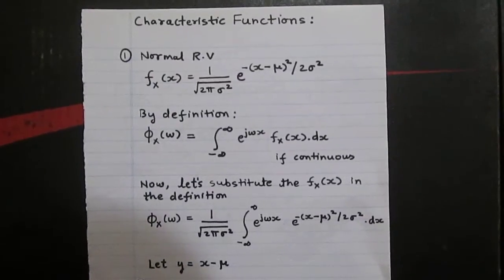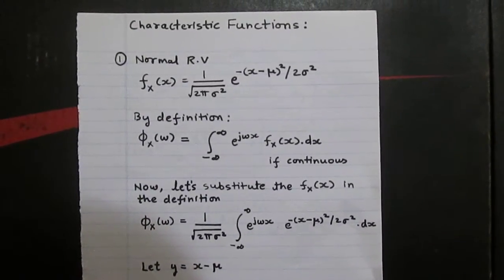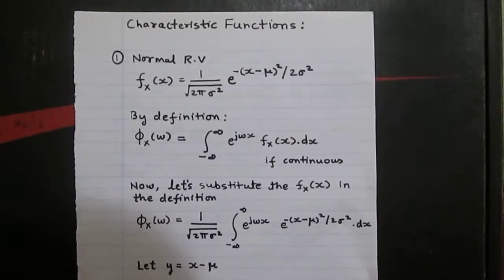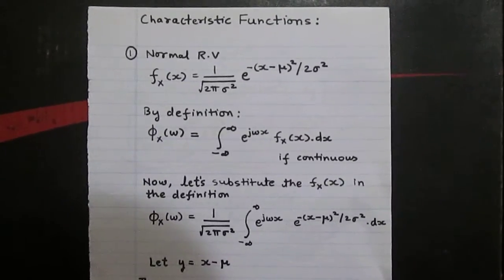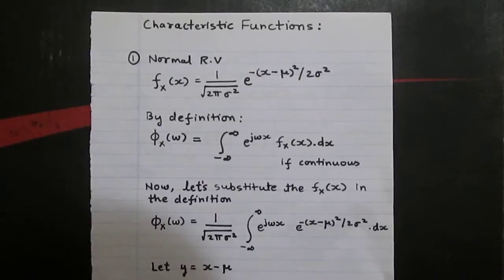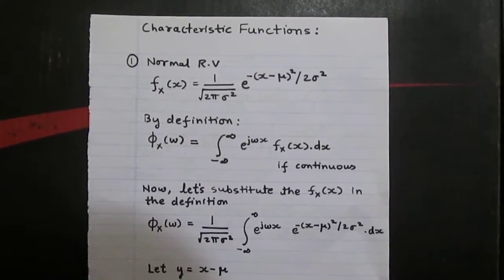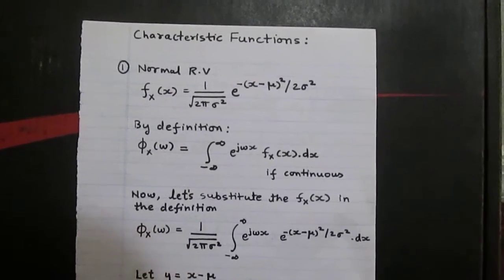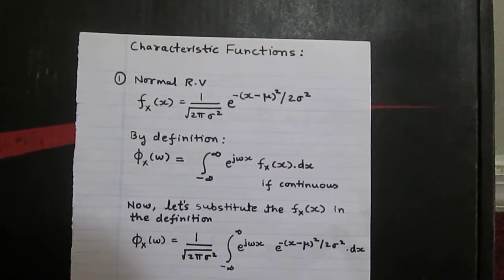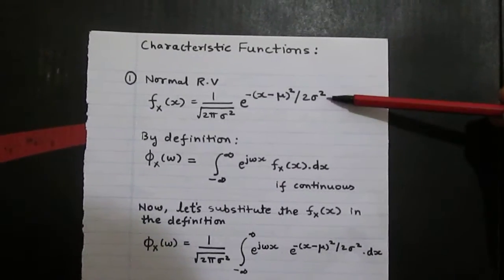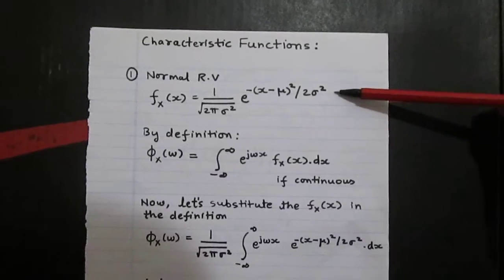In this video, I'll be explaining how to find the characteristic function of a normal random variable and a Poisson random variable. So let's take a look at the normal random variable first. The PDF of a normal random variable can be given by this formula right here, which we all know.